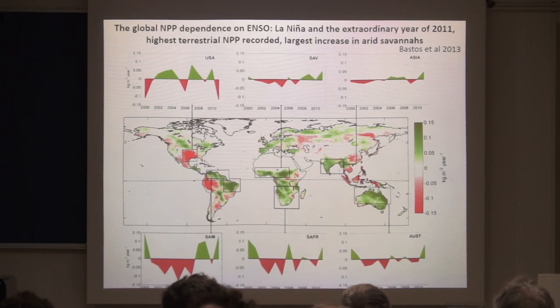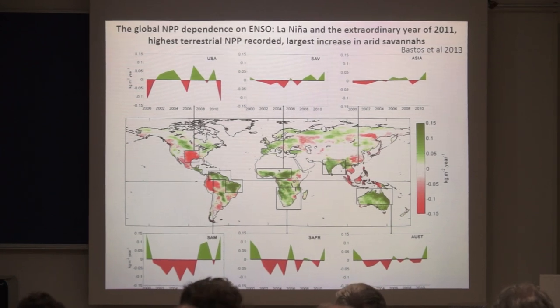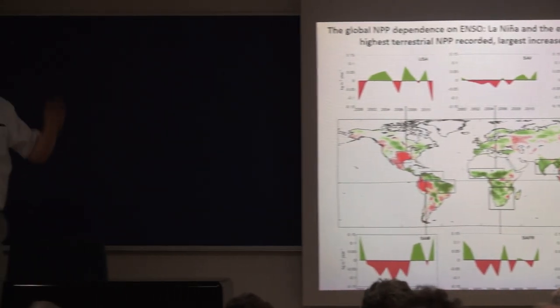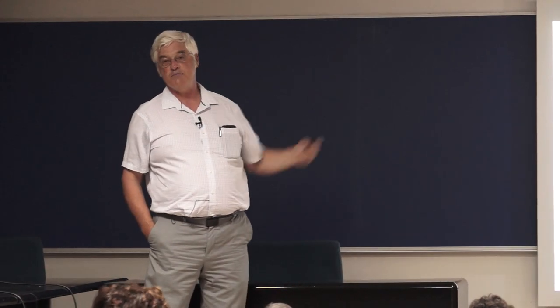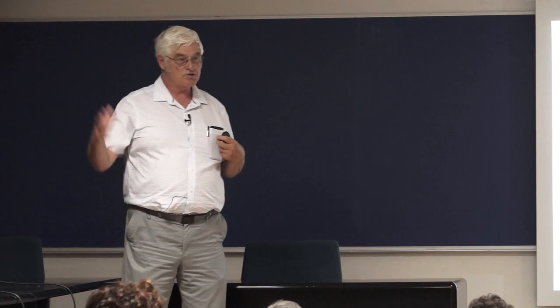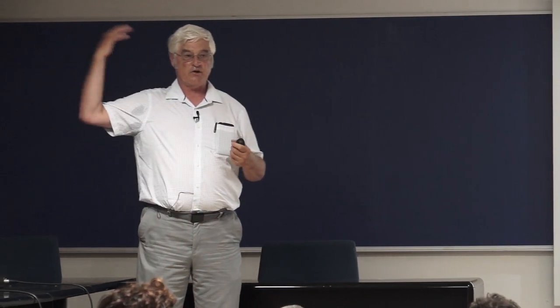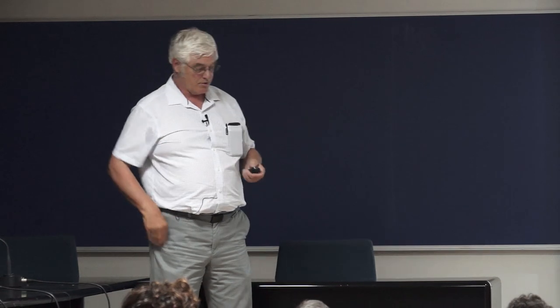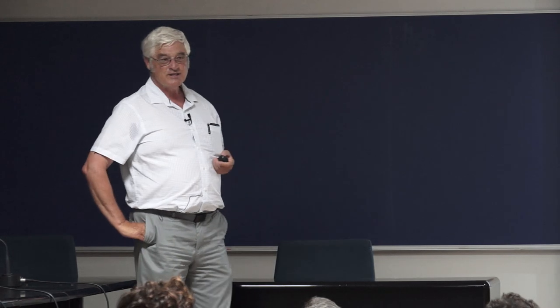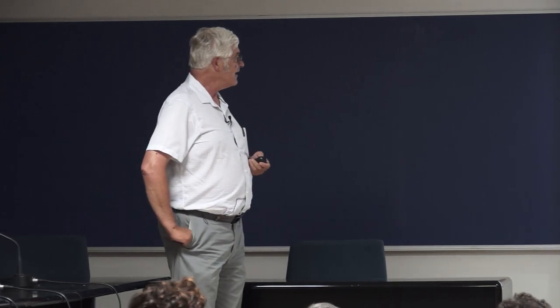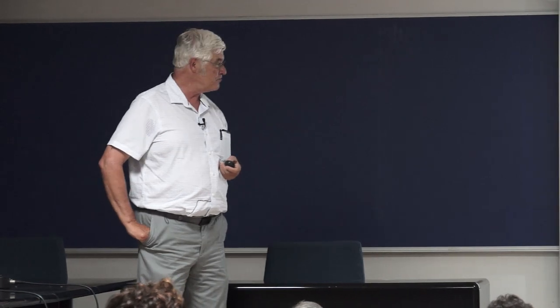It turned out that it wasn't a big burst of growth in the Amazon, the way people are obsessed with the Amazon. It turned out to be in semi-arid savannas, where all this extra rainfall provided enhanced plant growth on a worldwide basis. So it really showed an interesting connection between large-scale atmospheric dynamics and biospheric response. Some of you might know Ana Bastos from Portugal, who was at my lab and did this paper in 2013.